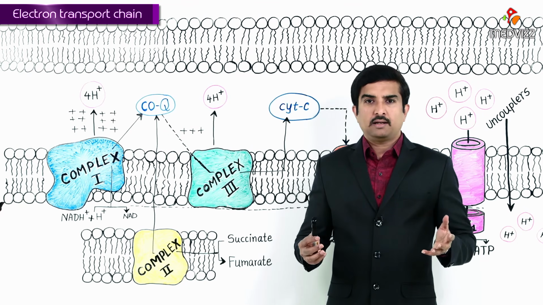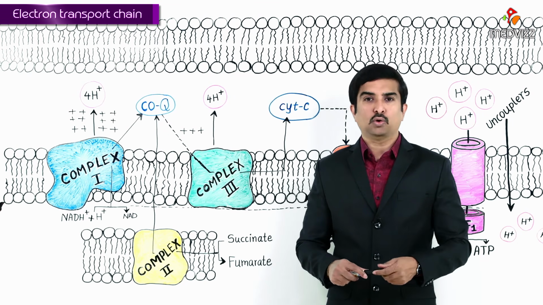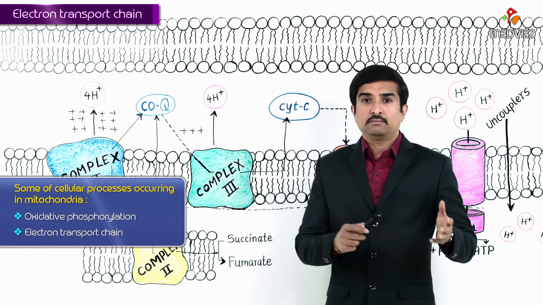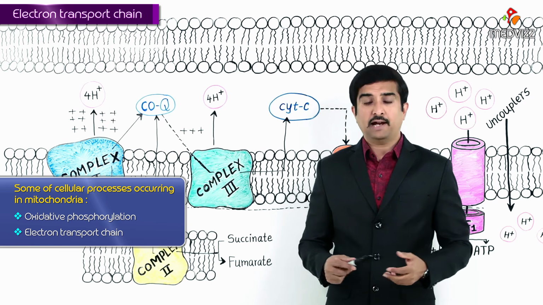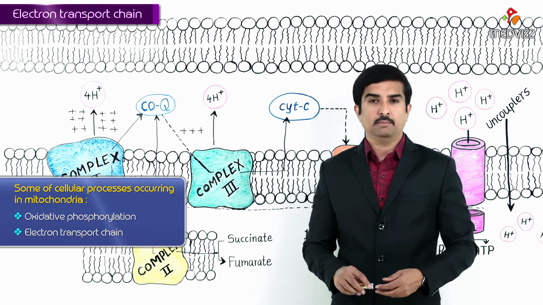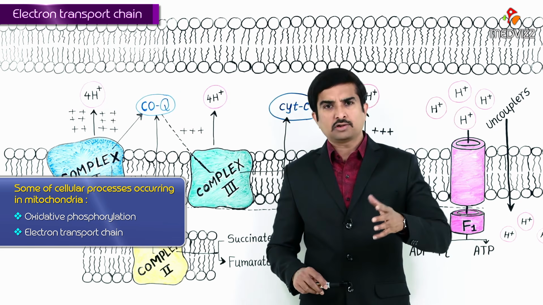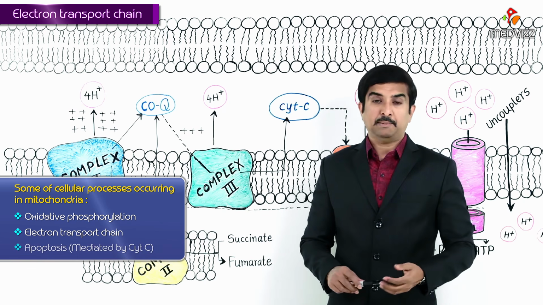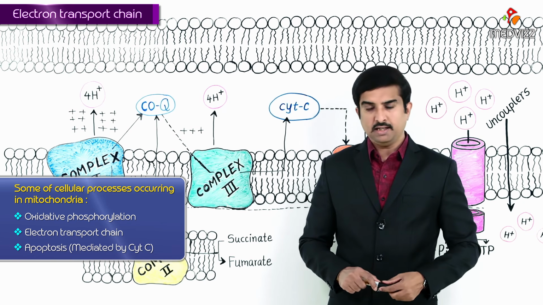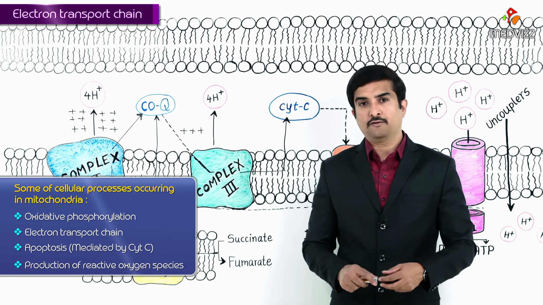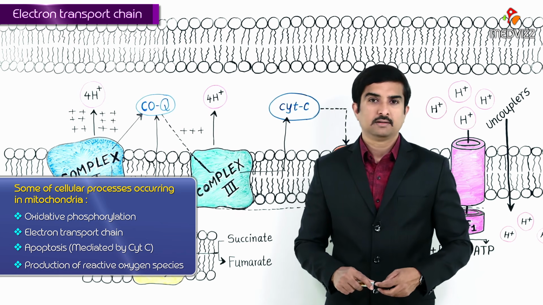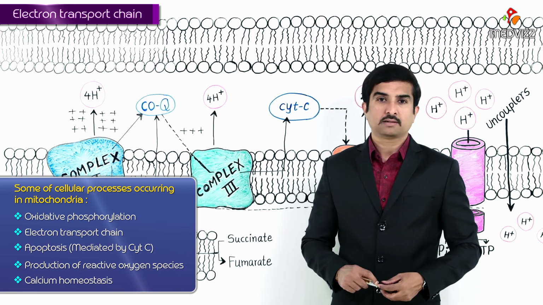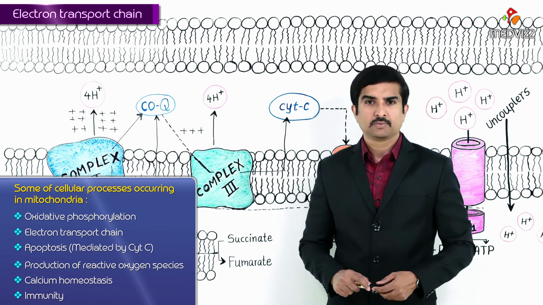Not only is the synthesis of ATP a primary role of the mitochondria; other than oxidative phosphorylation and transportation of electrons along the inner mitochondrial membrane, mitochondria also participate in diverse cellular processes. The main roles are apoptosis mediated by cytochrome C, the production of reactive oxygen species, calcium homeostasis, and it also takes part in the process of immunity.